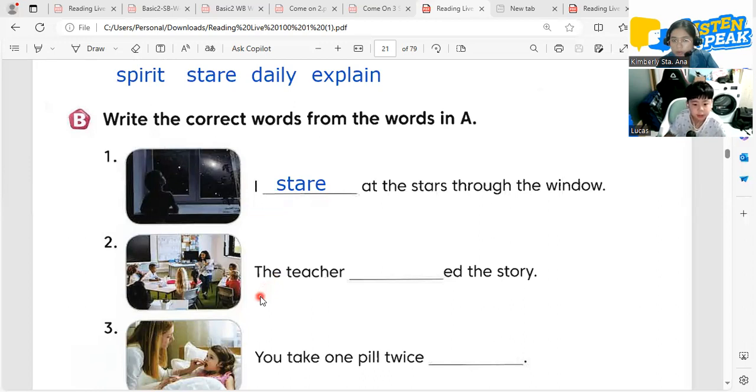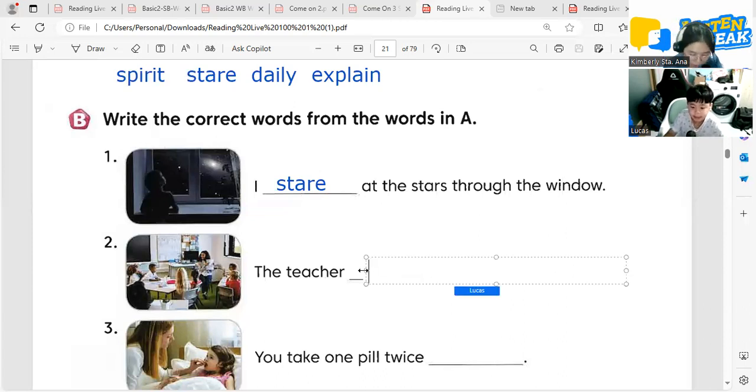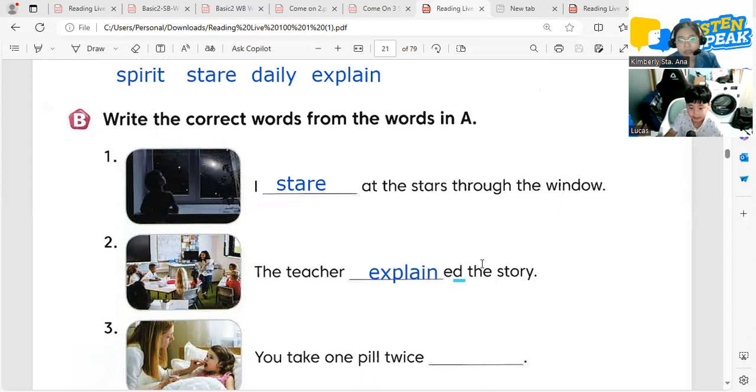The teacher explained the story. Very good. Explain, you say explained. Explained the story. Nice work. How about number three?